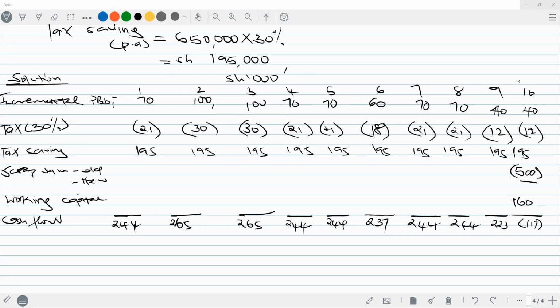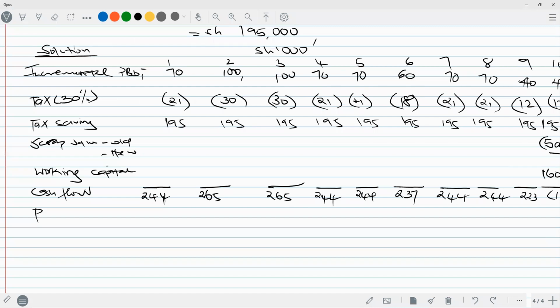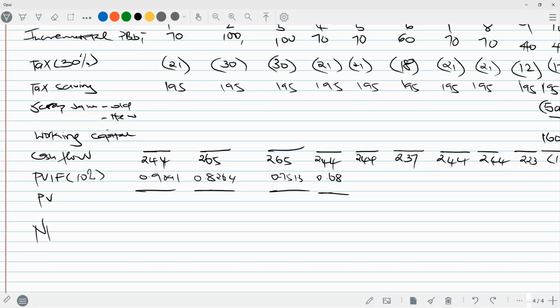Then what do you do? Discount back to year 0. Okay, so discount back to year 0 at the company cost of capital, which in this case is 10%. Just use the table: 0.9091, 0.8264, 0.7513, 0.683, all the way until year 10, because we get the present value, the factor times the cash flow. Then we get the sum, NPV.